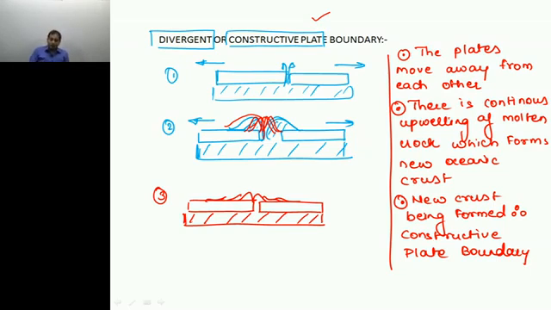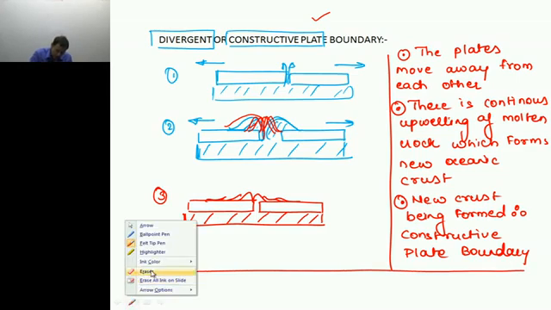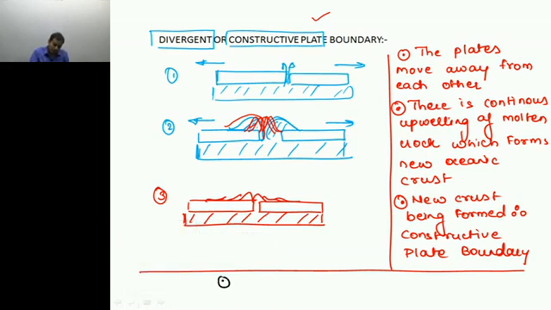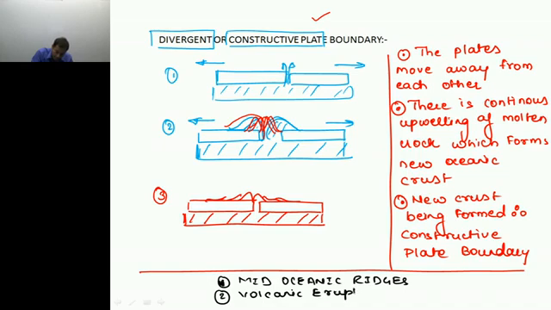Now you see what are the features which will be associated with this constructive plate boundary. This constructive plate boundary will be associated with, first, mid-oceanic ridges. They will be associated with the mid-oceanic ridges. They will be also associated with continuous volcanic eruption. Now what will be the nature of this eruption?